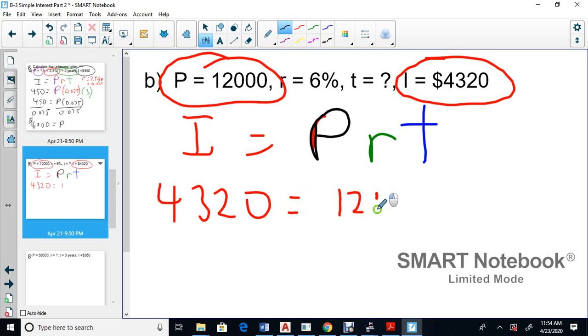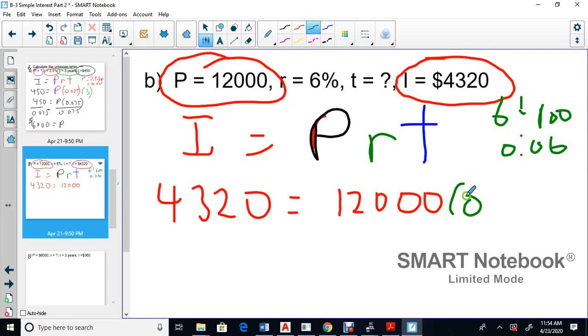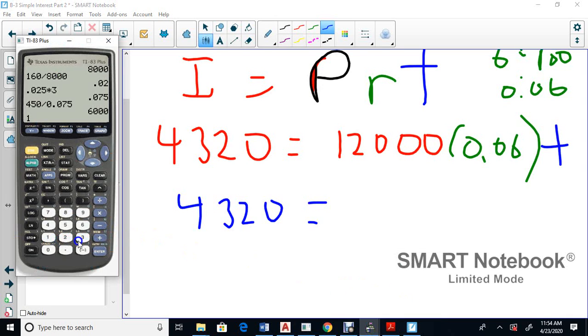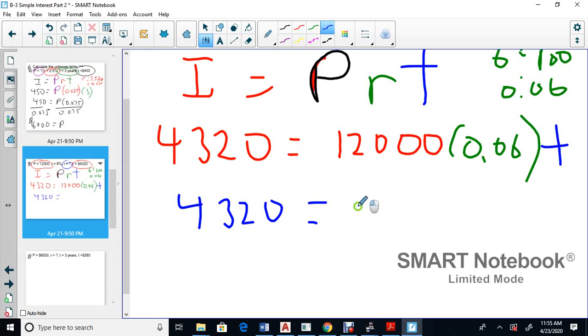It's 12,000. Our rate is 6%. So over here, let's go rate. So 6 divided by 100. 0.06. So in here you put 0.06. Okay, time. Oh, we don't know time. So T. Okay, we'll stick with that blue color. 4320. You multiply these two, so you go to your calculator here. You do 12,000 times 0.06. You get 720T.